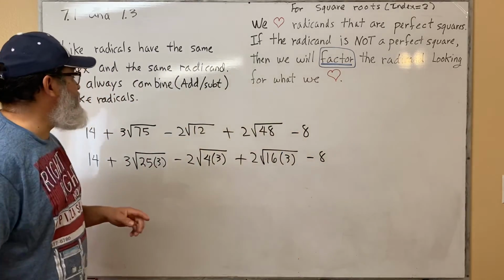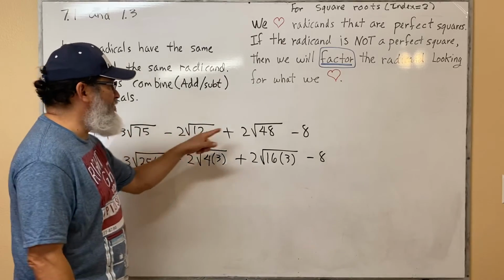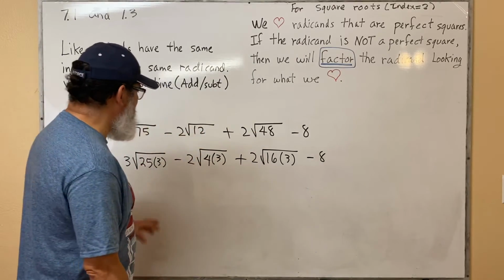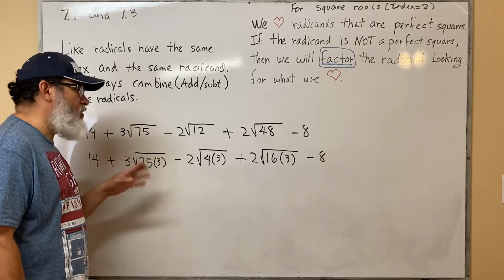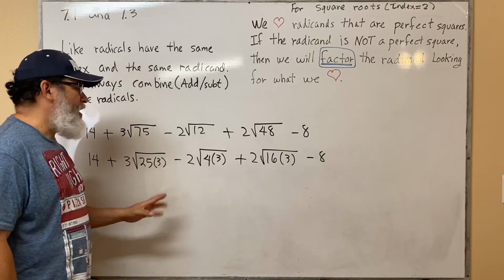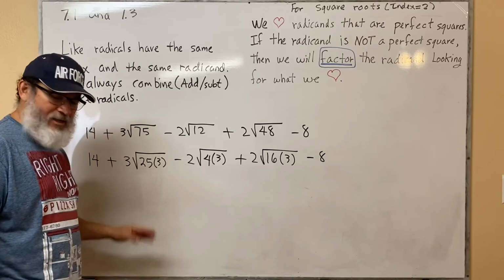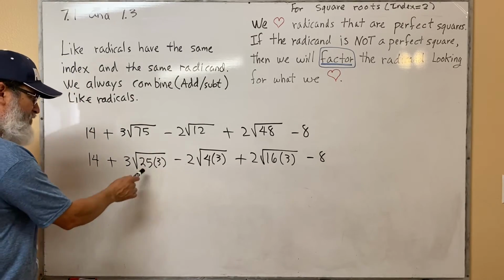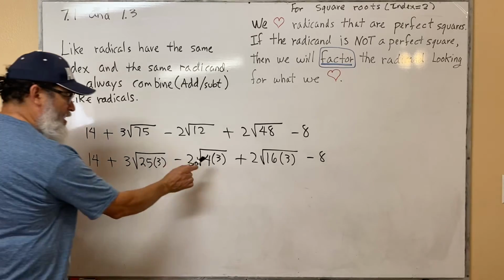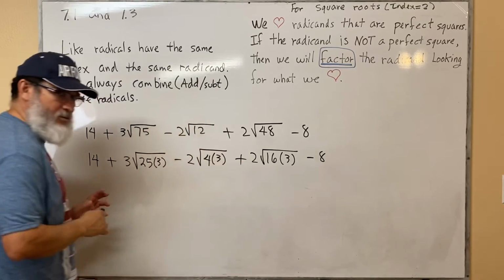Oh, look, guys. 75, 12, and 48. You would say, well, wait a minute, they are not like radicals. Don't judge until you simplify. Look what happened. Now, I'm going to simplify this together. That's a perfect square. Love it. I love it, and I love it.